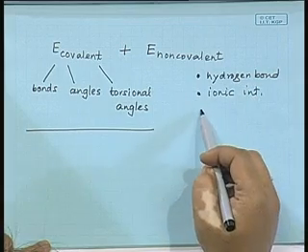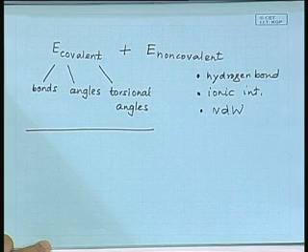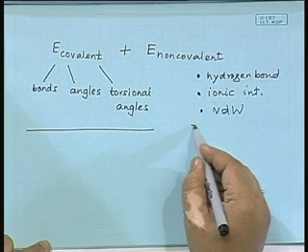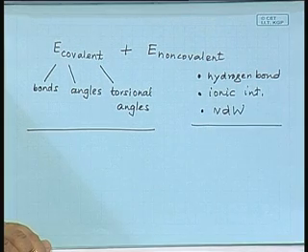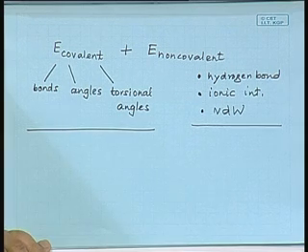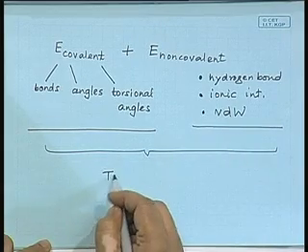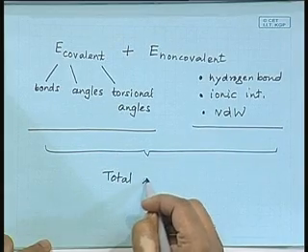And what else do we have? A van der Waals interaction. Okay. So these are the three that we could have in case of a non-covalent formation, and these are the three that we are going to have in case of covalent bond formation. And summing these together, we are going to get the total energy.